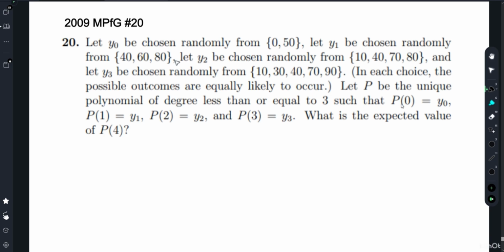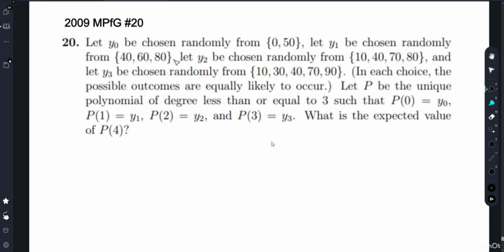And let p be the unique polynomial of degree less than or equal to 3, such that p of 0 is y0, p of 1 is y1, p of 2 is y2, p of 3 is y3. What is the expected value of p of 4? What we want to do is find the expected values for y0, y1, y2, and y3. Then we can find the expected value of p, and then the expected value of p of 4.